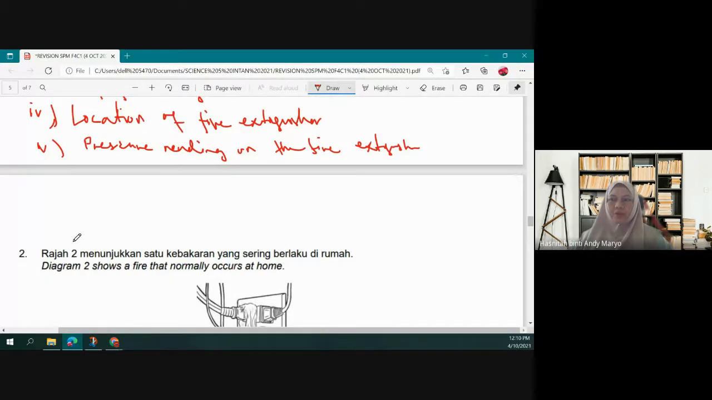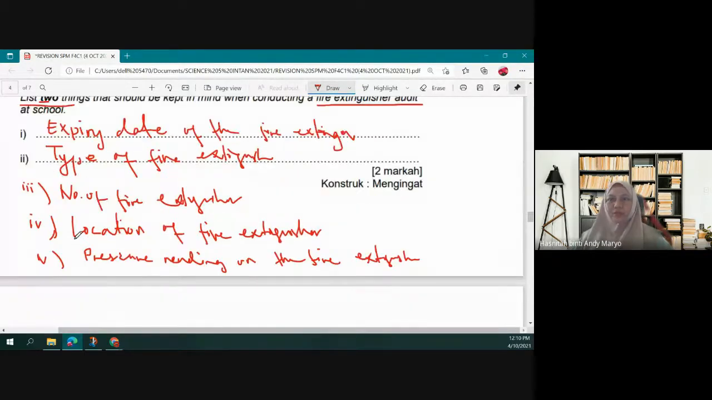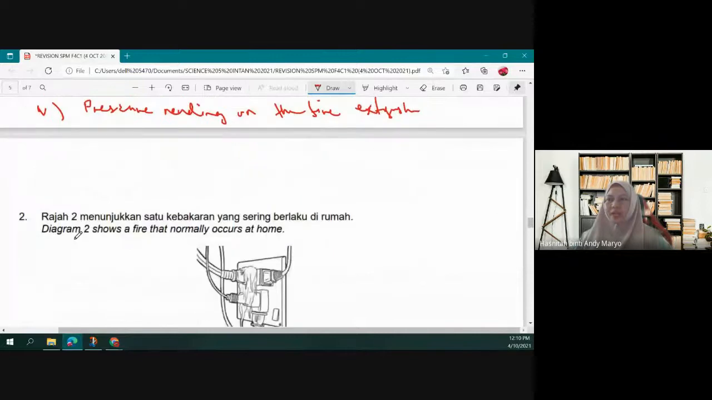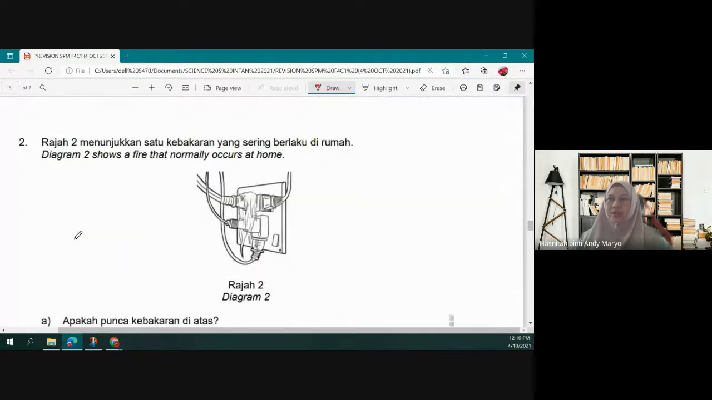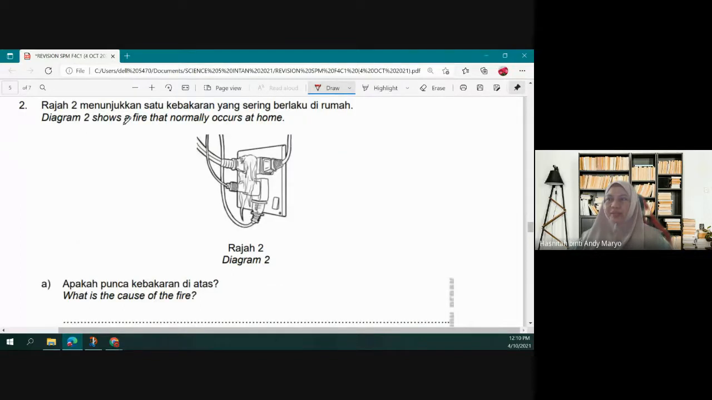Okay, we go to our second question for today. Please try to respond to this question. So now we have diagram 2. Diagram 2 shows a fire that normally occurs at home. Look at this diagram. What kind of fire occurs here? What is the cause of the fire? What can you see here? Anyone? Can you type? What can you see in diagram 2?